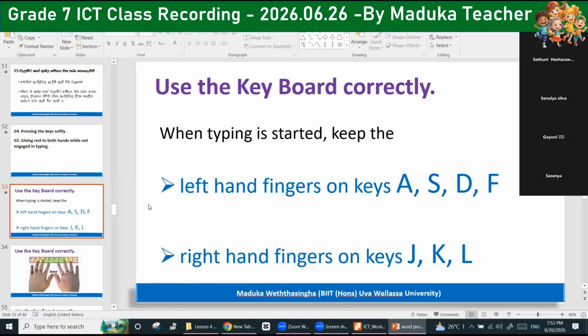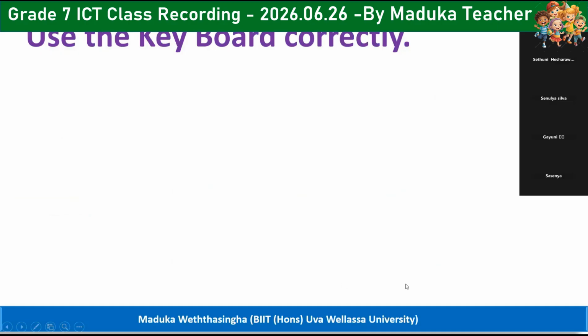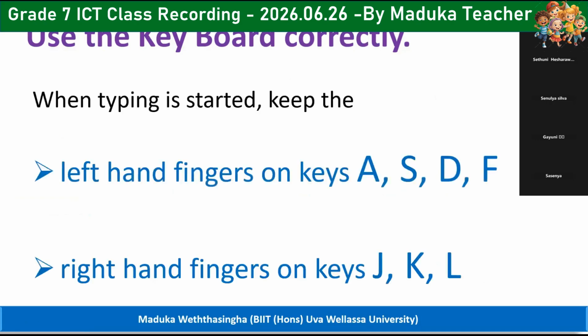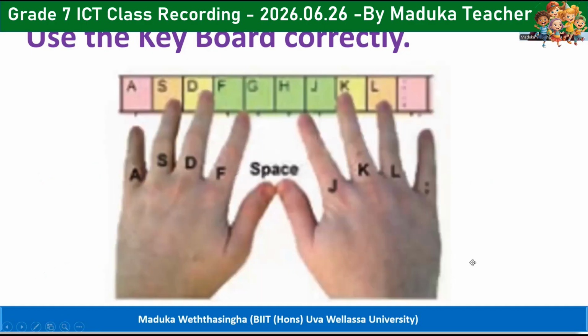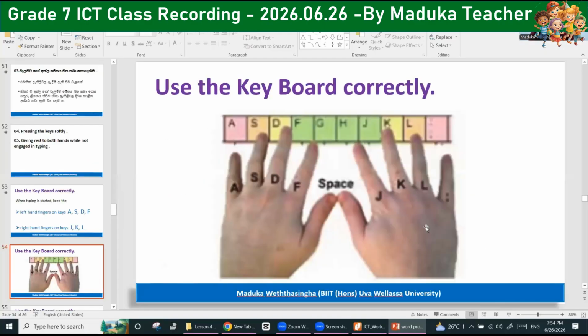Yes, teacher. Right. Now we are going to learn how to keep our fingers when we type. As we saw in our previous video, when typing starts, keep your left hand fingers on the keys A, S, D, F and the right hand fingers on, there's something missing. Yes, we have to add the semicolon. Here we missed the semicolon, right? Okay.